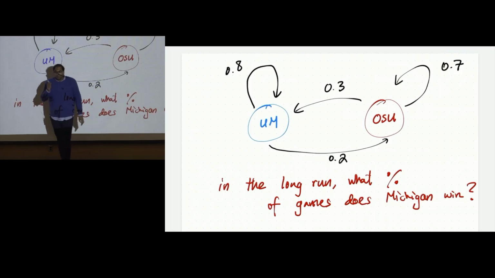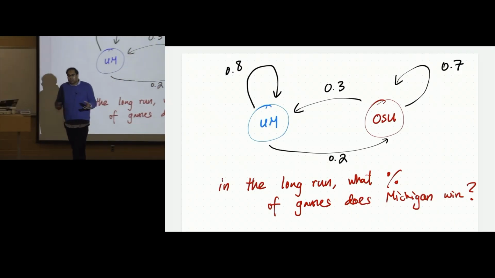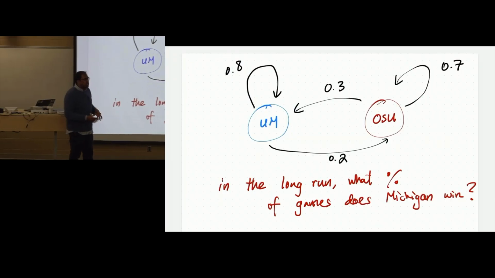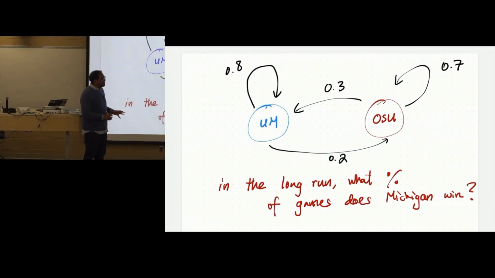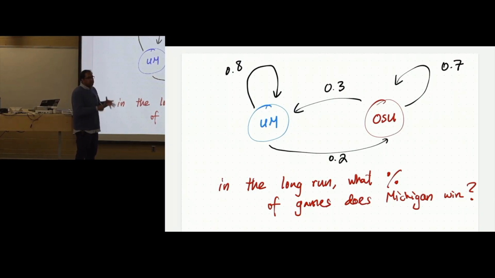Okay? And here the numbers are relatively small, so you could do some conditional probability arithmetic to figure this out. But in general, you have to imagine we have many more states than just Michigan and Ohio State, right? Like, if you're thinking about the internet, well, the internet has trillions of nodes in such a hypothetical graph.